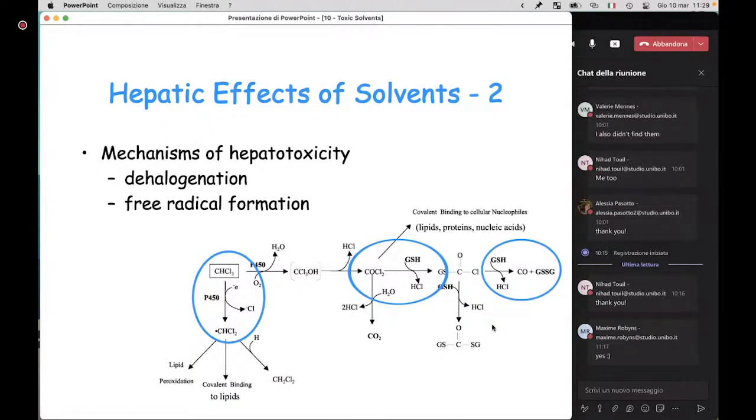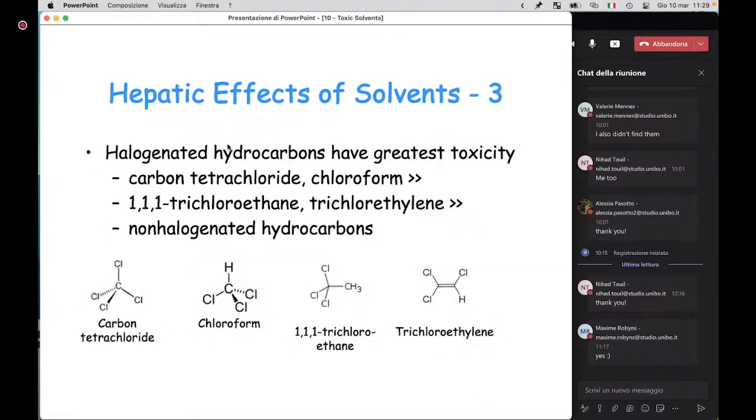So it is a detoxifying mechanism, but with byproducts that are still a bit dangerous. Okay, but nonetheless, it is better to have this kind of detoxification through glutathione than having the radical mechanism, which is very, very reactive and very, very toxic. Okay, so as a consequence, from what we have seen just now, halogenated hydrocarbons are usually more toxic than non-halogenated solvents, and they are more toxic the more halogen atoms they contain.